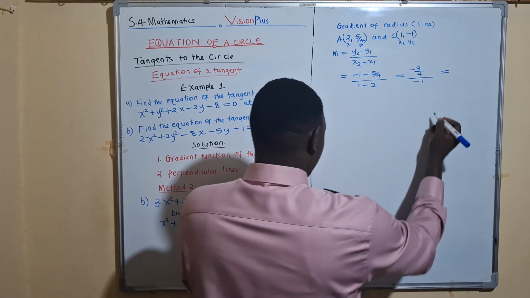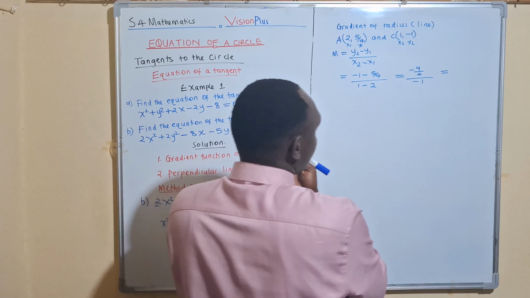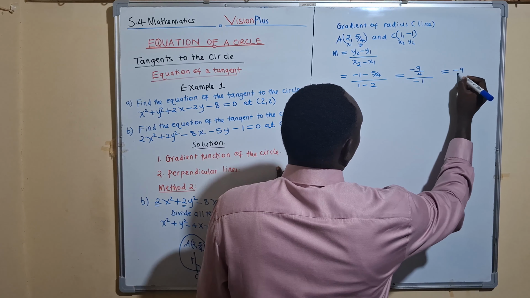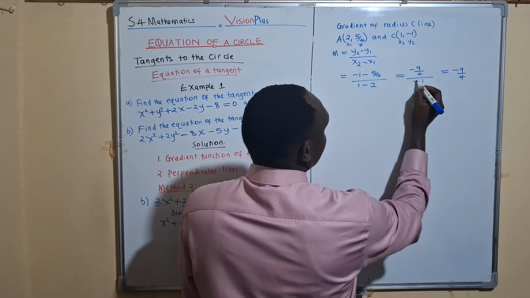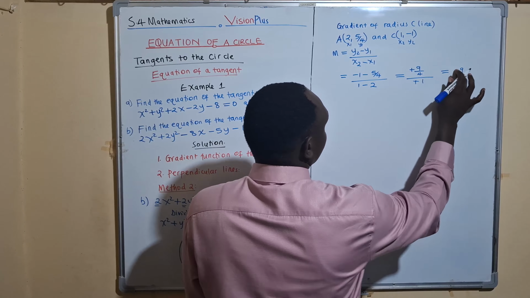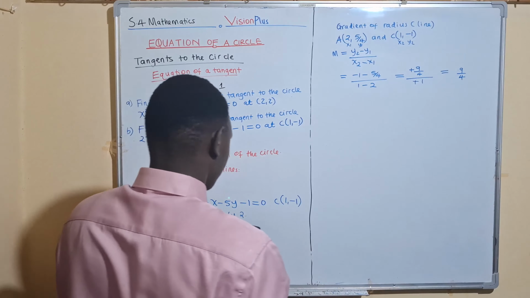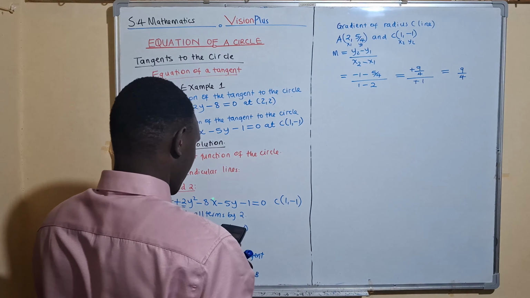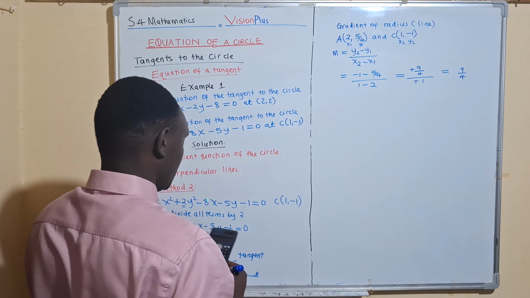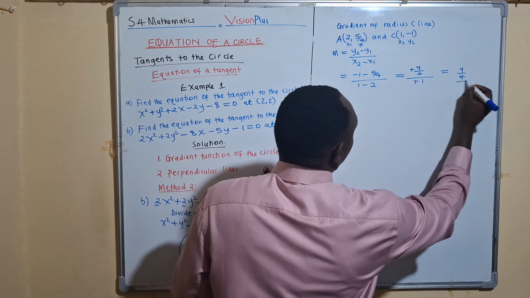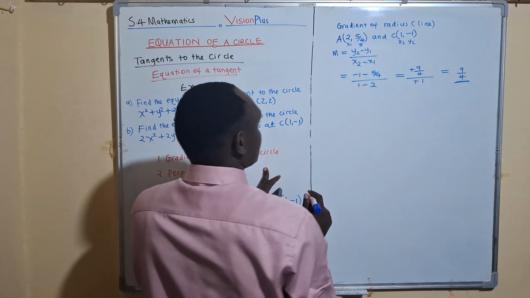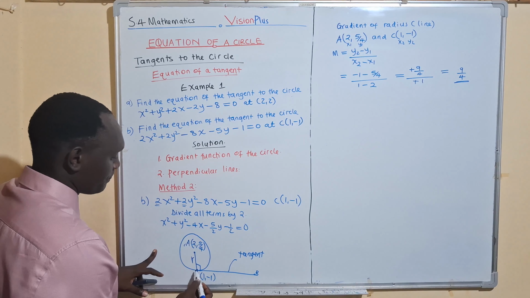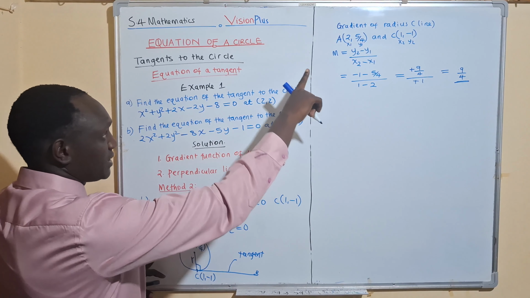If you divide by -1, we shall get positive rather, because the negative and the negative will be positive here. Let me press the calculator: negative 9 divided by 4 divided by negative 1. Yes, it is positive 9 out of 4. This is the gradient of the radius, please. But what do we know?